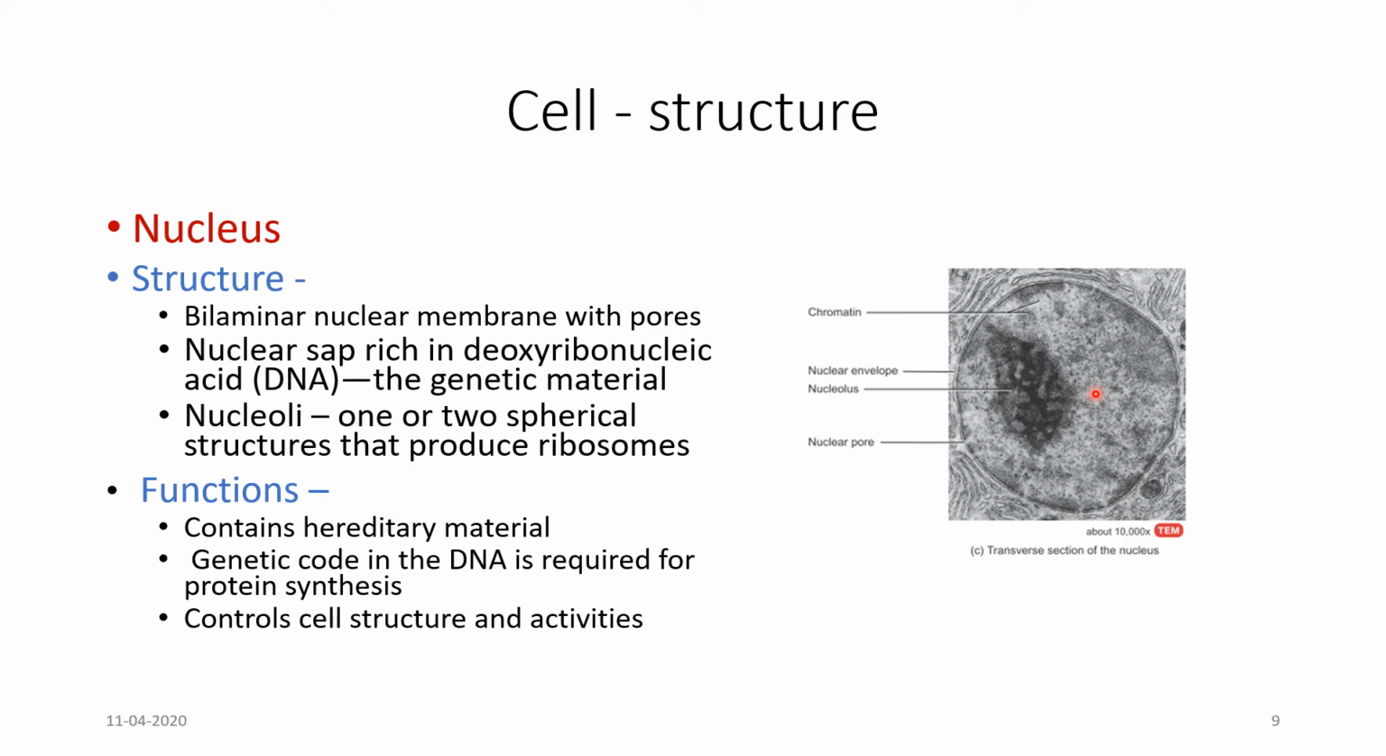So the structure of the nucleus is a bilaminar membrane with pores. Within the membrane you are seeing the nuclear sap, which contains the genetic material, and the nucleoli, which produce the ribosomes. And the nucleus contains the hereditary material, it is required for the synthesis of proteins, and it controls the cell structure and activity.